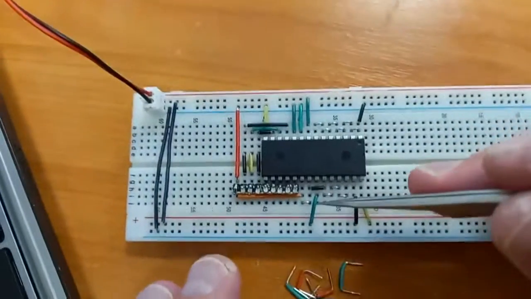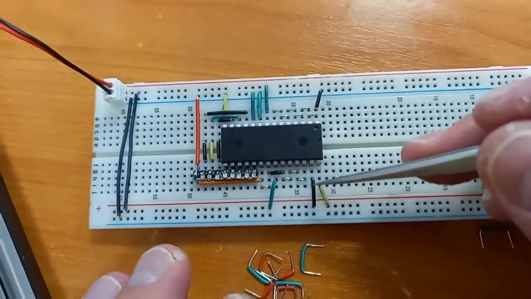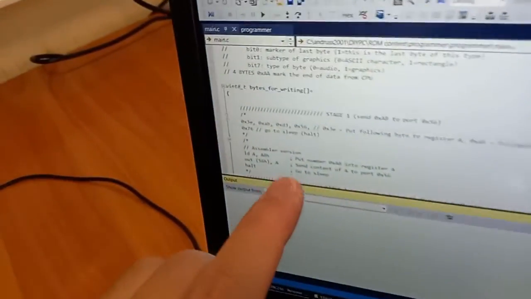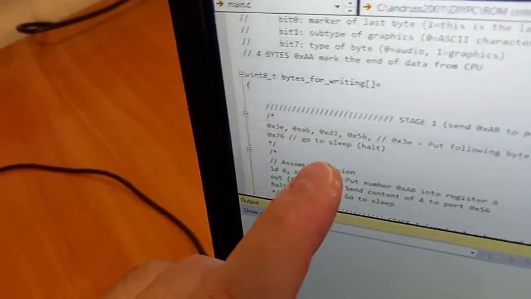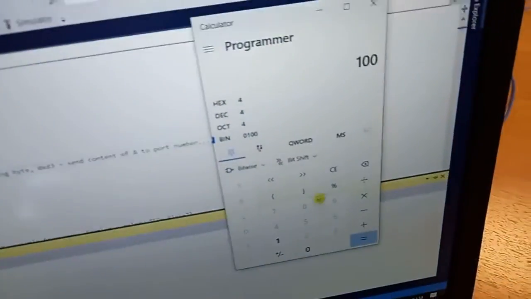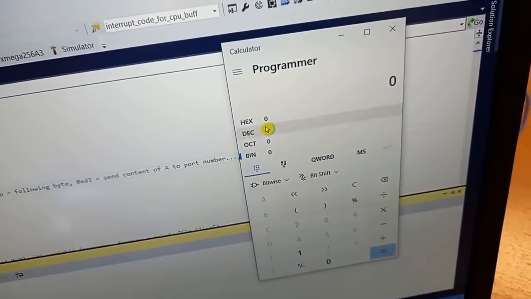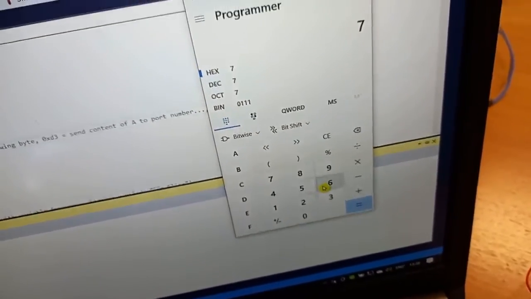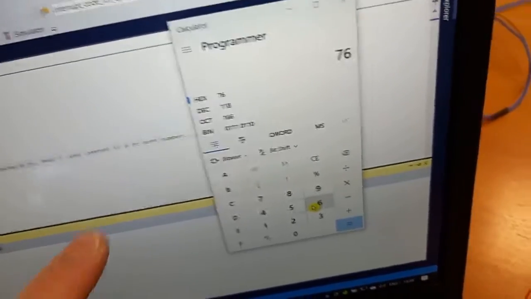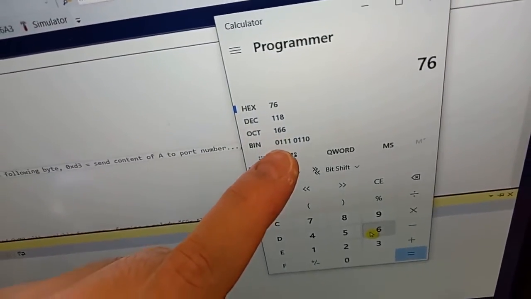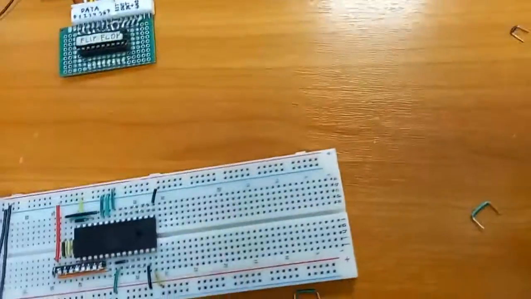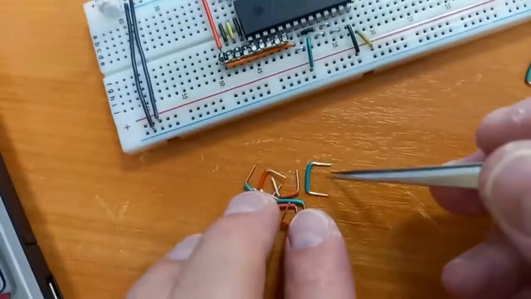And we have disabled the output. We have disabled the writing, and now we can set the number that we want to write at address 4. That's 76. And that 76 in hexadecimal representation means 0111 0110. So let's connect them this way.